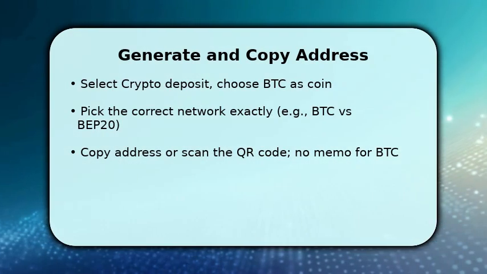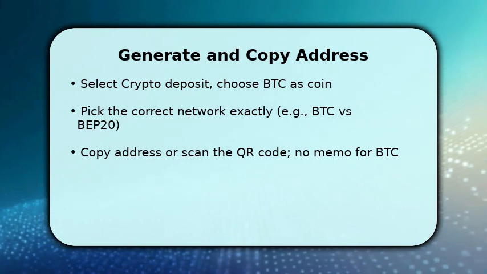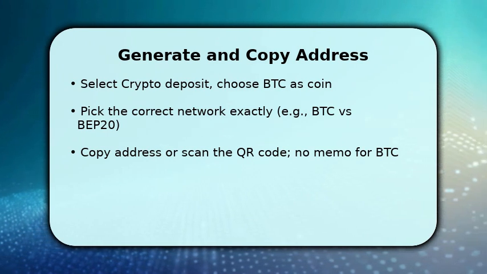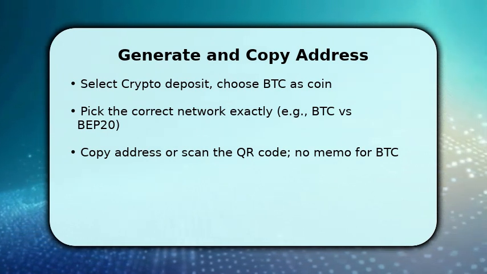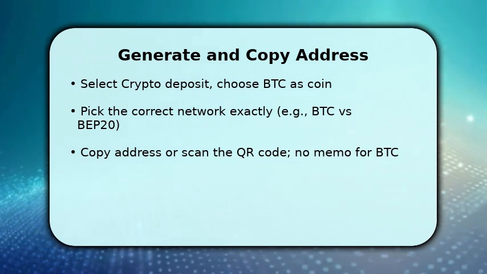Once you choose Deposit and pick Crypto, select Bitcoin BTC, and then select the precise network shown. This is crucial because choosing the wrong network can irreversibly lose funds. Binance will display a BTC address and a QR code. You either tap Copy Address or use the QR.